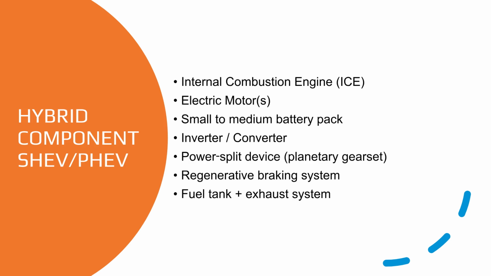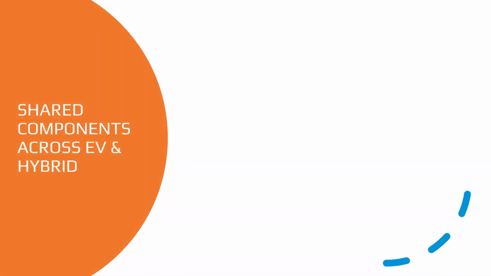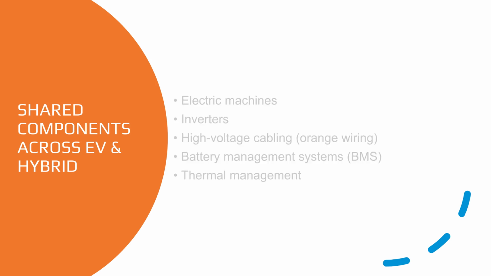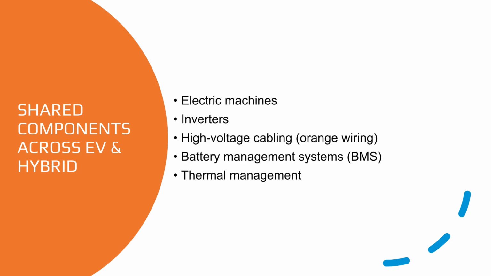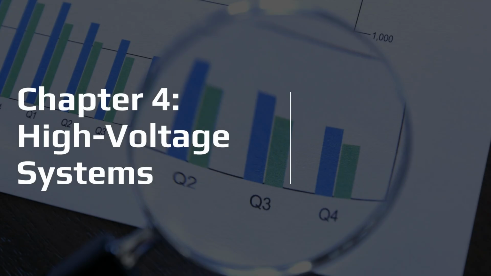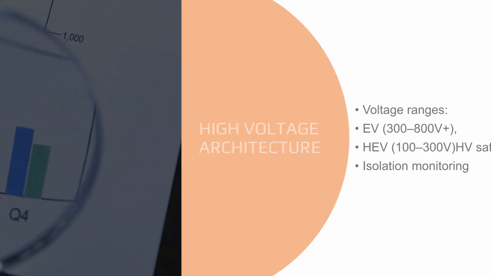device, and fuel systems, in addition to their electric motors and batteries. Many components are shared across both EVs and hybrids, including high-voltage orange cabling, battery management systems, and specialized electric machines. Chapter 4 addresses the architecture of high-voltage systems within these modern vehicles.